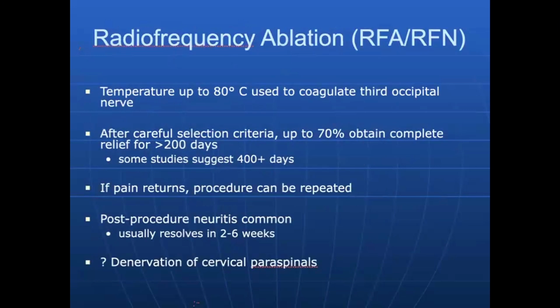So what exactly is a radiofrequency ablation? It kind of scares people to think about the idea that you're burning the nerve. You're basically using temperatures up to 80 degrees to coagulate that third occipital nerve. So under X-ray guidance, you take a heated probe. It's not surgery because you're not cutting the body, but it's a pretty invasive procedure. And you're just coagulating that nerve that's causing the headaches.